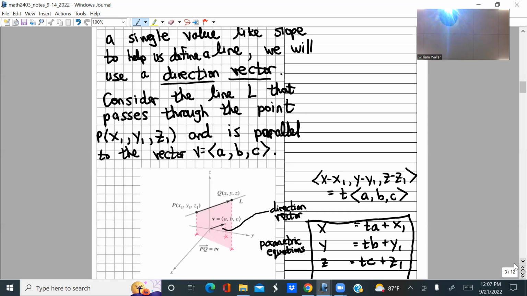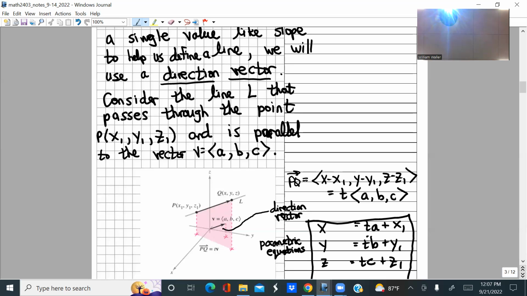Oh, here it is, right? If you want to find this vector, what would you take? The difference in the x coordinates, right? So that would be x minus x1. And then you would take the difference in the y coordinates. That's y minus y1. You would take the difference in z coordinates. That's z minus z1. So this is the vector PQ. Let me fill that in. So there's the vector PQ.